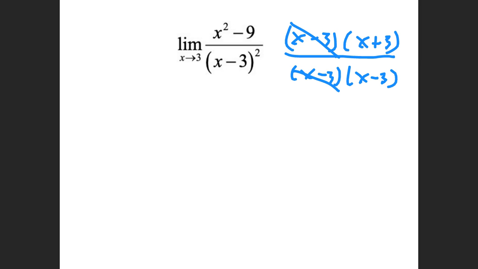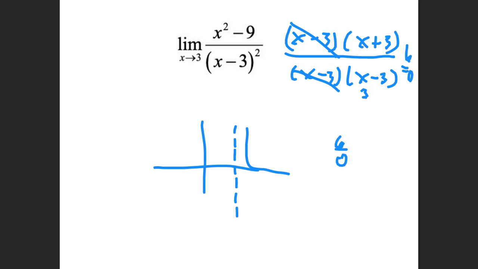All right, so now I'm going to put 3 in again. Well, I put 3 in here, and I still end up with 0 on the bottom. And I put 3 up here, and I end up with 6. So this is 6 over 0. There's nothing I can do anymore. I still have 0 on the bottom. There is nothing I can factor out. So that means when I graph this thing out, there is going to be an asymptote there. If you graph this thing out at positive 3, it's going to be an asymptote. So this thing is going to look something like this. So the limit does not exist for that problem.